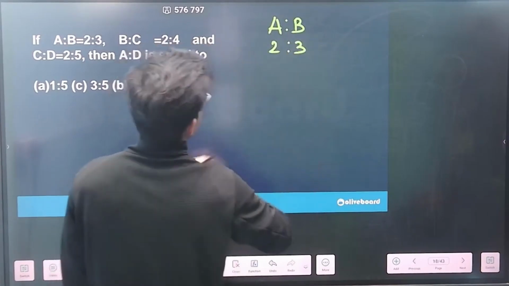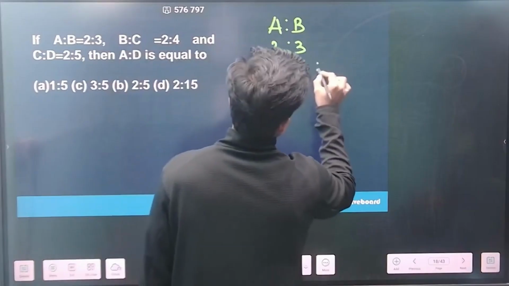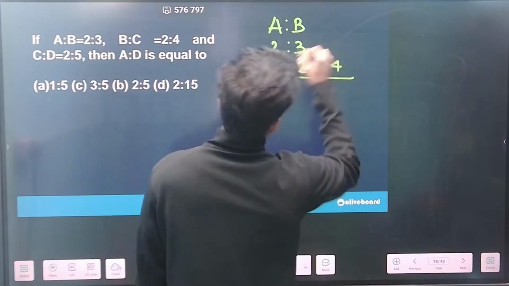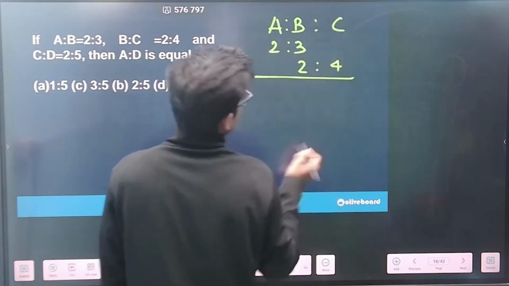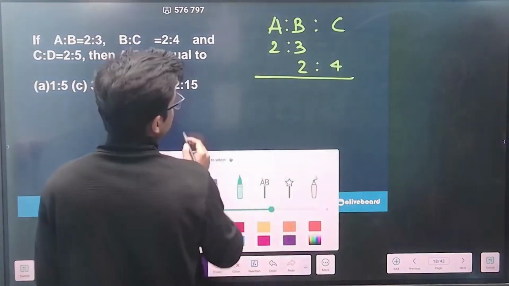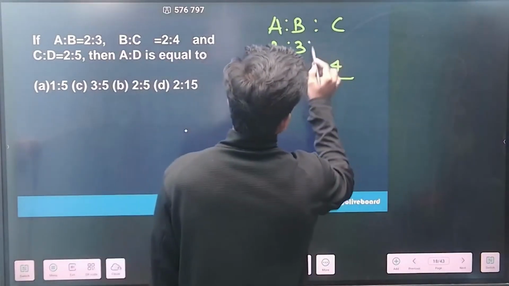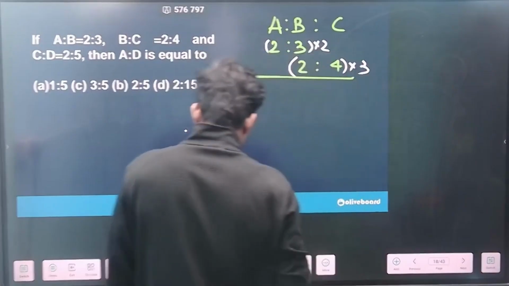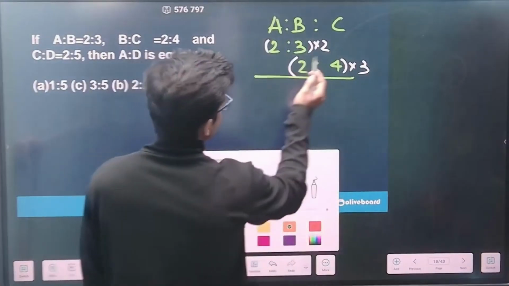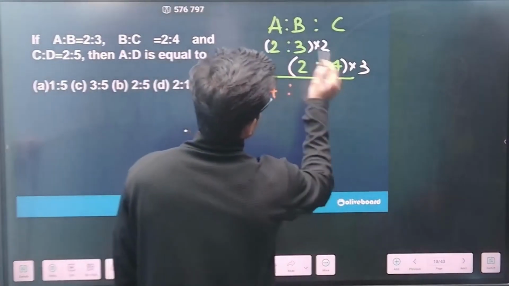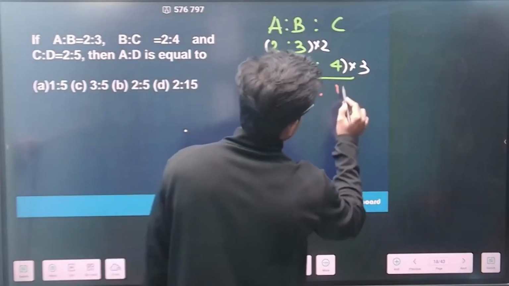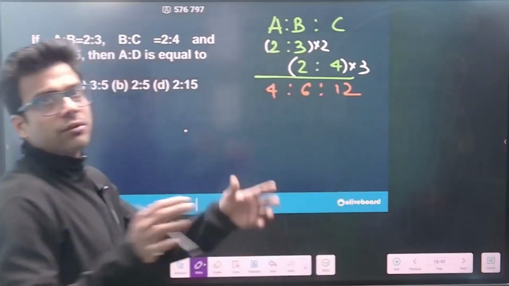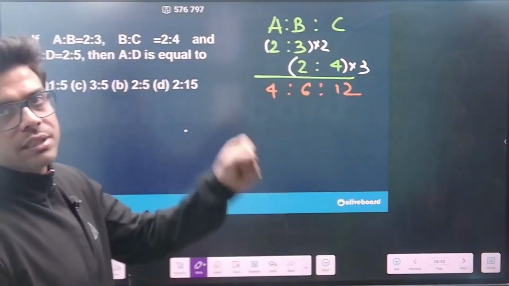And then we have B is to C. The ratio is 2 is to 4. First you make this B equal. How can you make this equal? This is 3. Multiply this whole by 2 and multiply this whole by 3. Now if you do so, 2 2s are 4, 2 3s are 6, and 4 3s are 12. I hope this is clear now. So the first set of equation is 4 is to 6 is to 12.